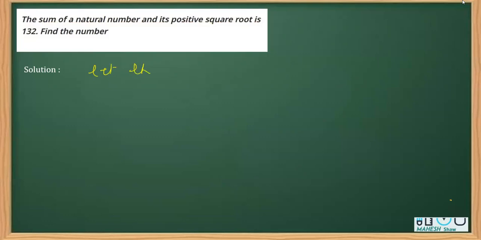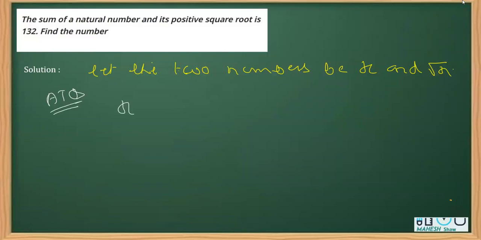let the two numbers be, like if I say x, right? If I take one as x, and the other will be what? Its positive square root, that is root x. And this is what is given to us. And according to the question, the number and its square root, their sum is 132. This is what we obtained.